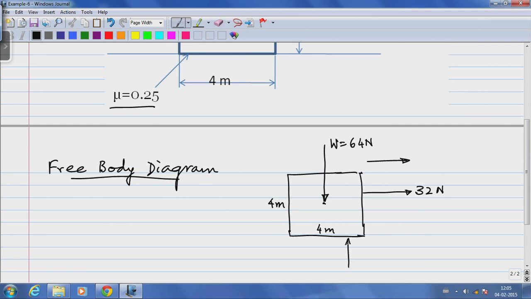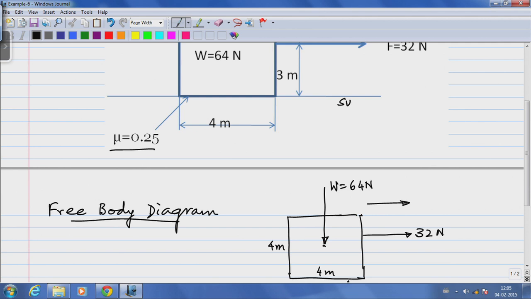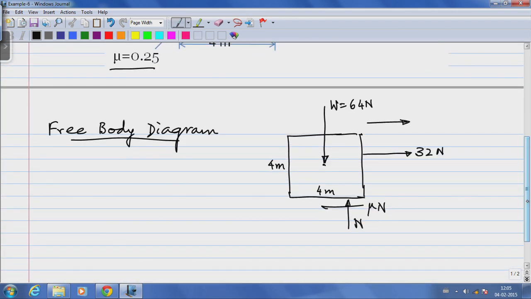and that occurs wherever the normal reaction occurs. So the whole idea of a free body diagram is that this surface has been removed, the body has been freed of the effect of the surface, and the net effect of the surface has been replaced by these two forces: a friction force of magnitude mu times N and a normal force N.